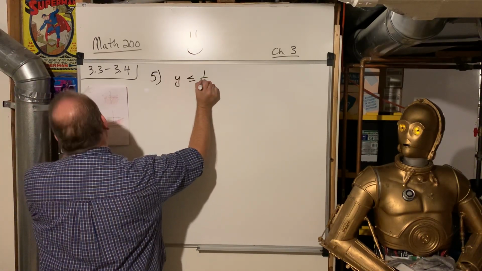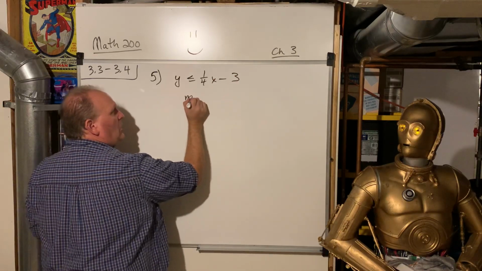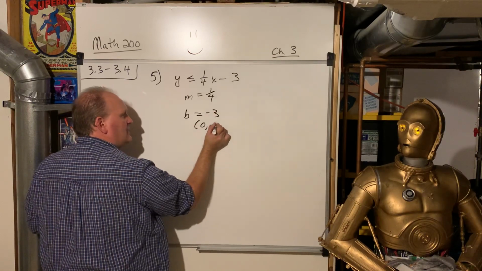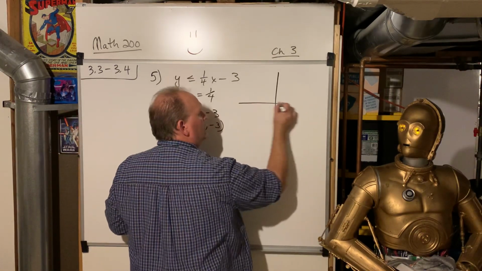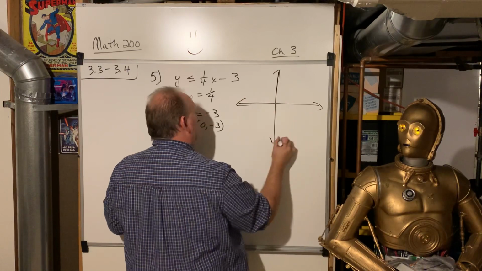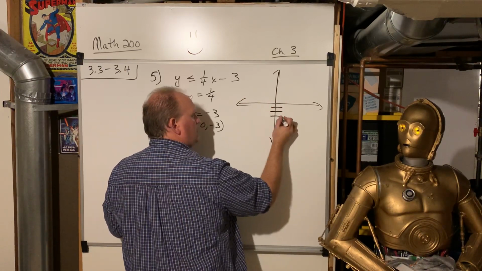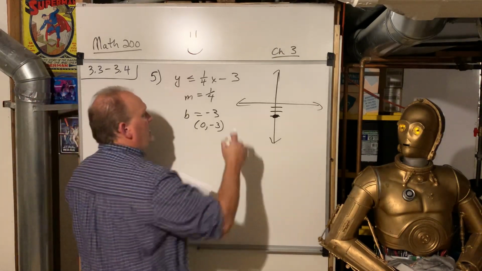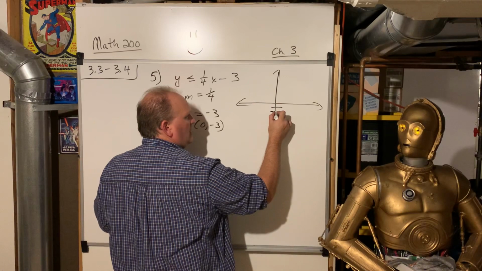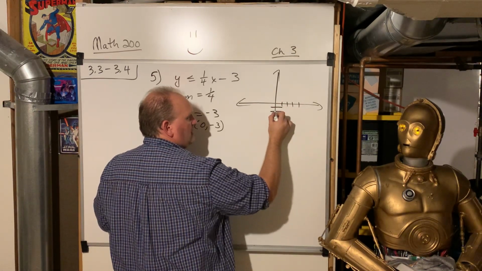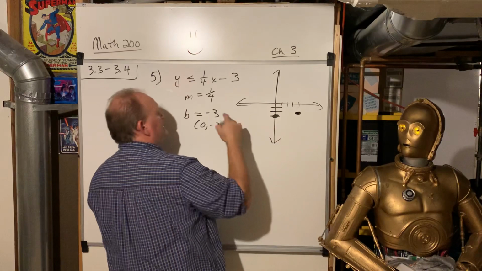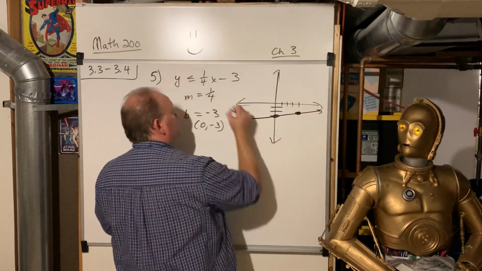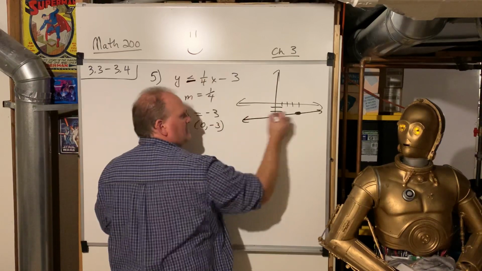y is less than or equal to 1/4 x minus 3. So the slope is 1/4 and the intercept is -3, which means 0, -3. And now we graph it. So 1, 2, 3. Put your starting point at -3. What do I do from there? Up 1 to the right 4. Up 1 to the right 4. Up 1 to the right 4. Put a dot. Solid or dashed line, that's going to be solid, because of the equals to sign, that equals to sign makes it solid.